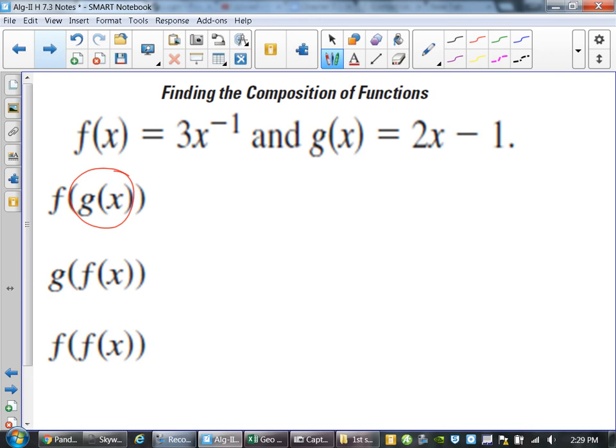Will there always only be 2 functions? They might throw an f, g, and an h, and then you'll have an f of h of x, and a g of f of x, and an h of f of x. So next would be 4 or 3? It depends.